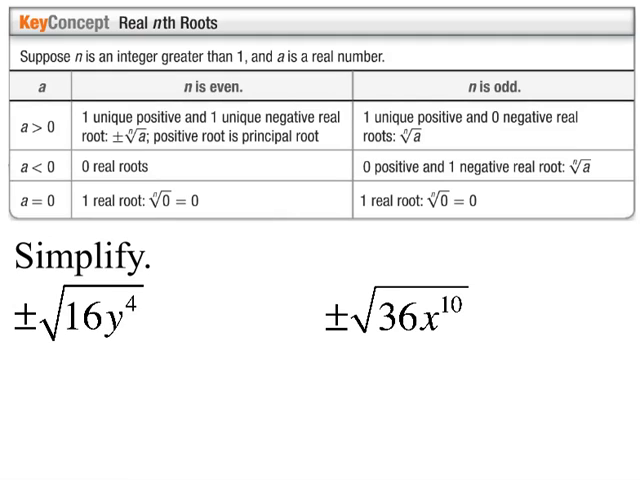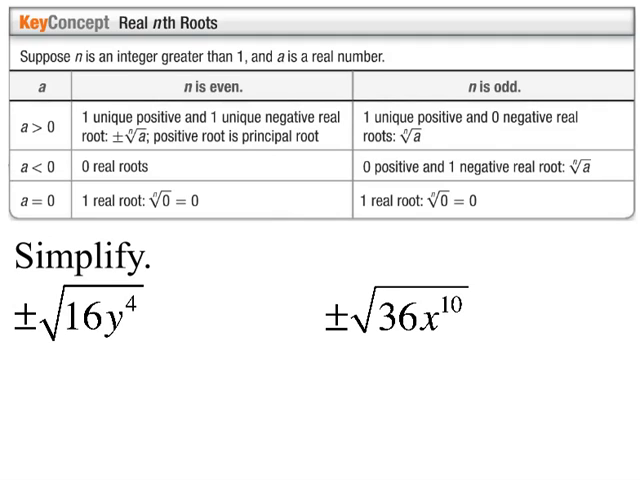And so first of all, if a is greater than 0, okay, we get one unique positive and one unique negative real root. The positive root is always the principal root. Okay, if n is odd, we only get one unique positive and 0 negative real roots. If a is less than 0, we don't get any real roots. If n is odd, we get 0 positive and 1 negative real root. And this isn't going to probably make a whole lot of sense right now, okay, until we look at these. Okay, and if a is 0, you get 1 real root, and that will actually be 0.